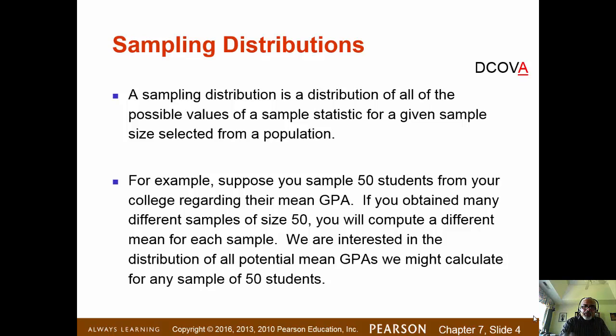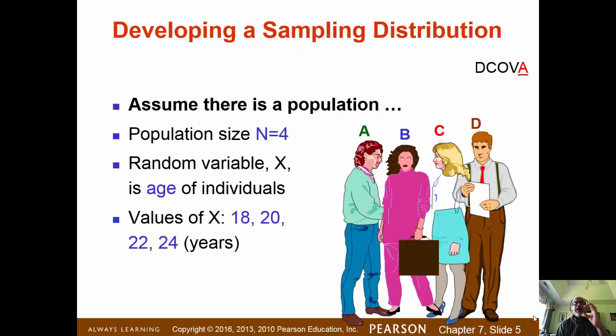For example, suppose you have a sample of 50 students from your college regarding mean GPA. If you obtained many different samples of 50, you will compute a different mean for each sample. So we are interested in the distribution of all the potential mean GPAs of those samples. That's your sampling distribution. Let's look at an even smaller and more concrete example.